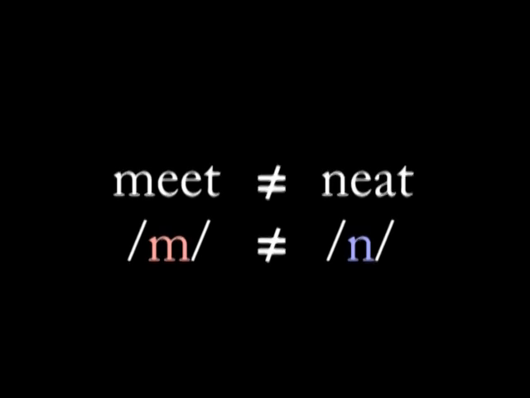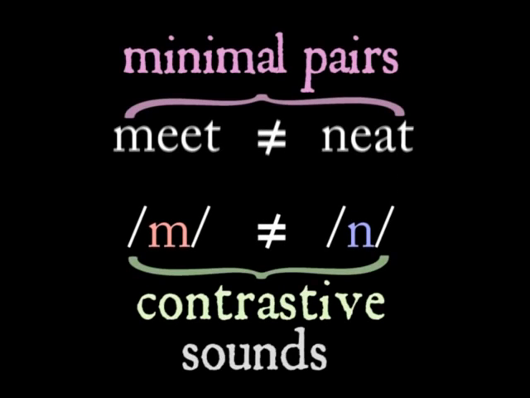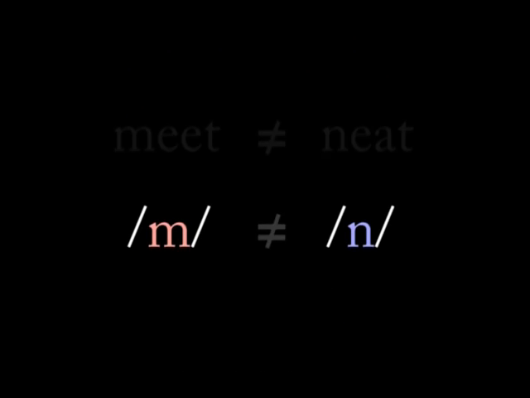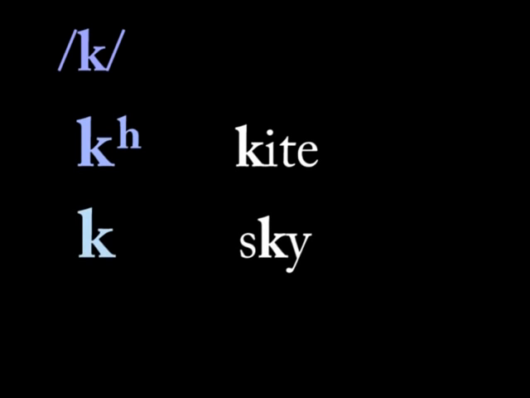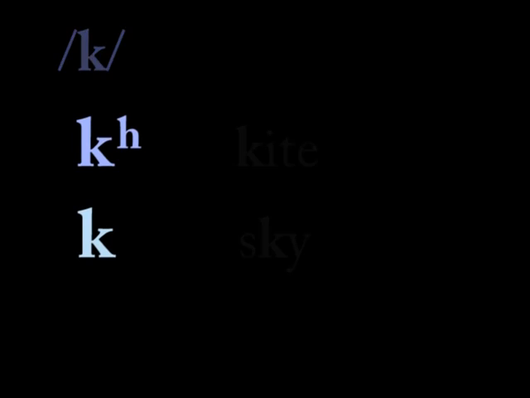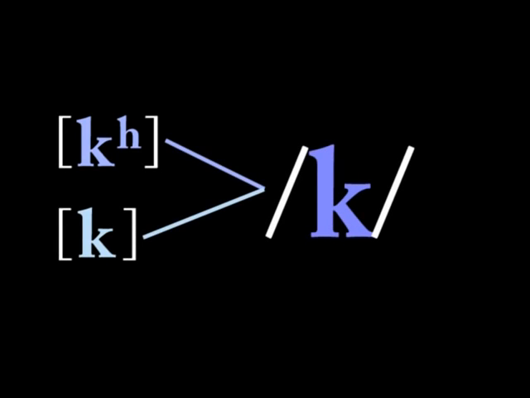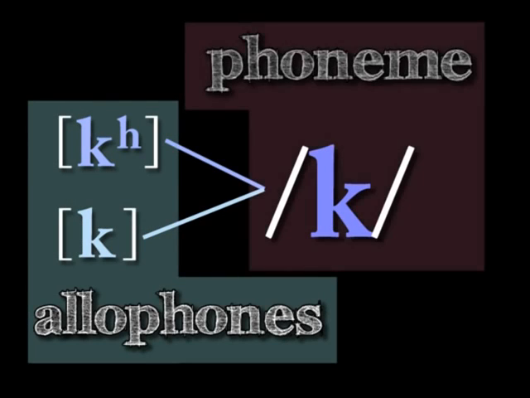In this example, N and M are contrastive, and this contrast tells us that N and M are two distinct phonemes in English. A phoneme can have different pronunciations. Take the sound K. It comes out with a puff of air in the word kite, but not in the word sky. These two sounds, K and K, are different, but we hear them as variants of the same sound. We call these K and K allophones of the phoneme K.